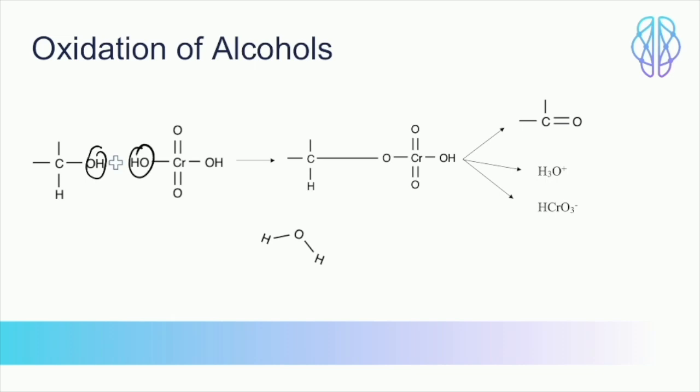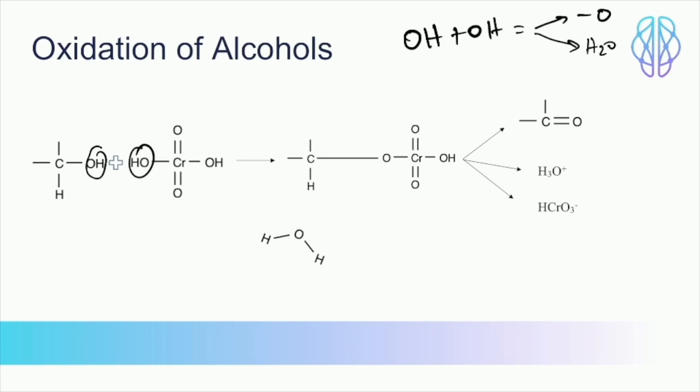So basically the OH group in the alcohol and the OH group in the chromic acid will kind of combine together and react. So you have two OH groups. So you get one product, which is an O bond, so a carbon-oxygen bond, binding the chromic acid and the alcohol, and you also get water as a byproduct.